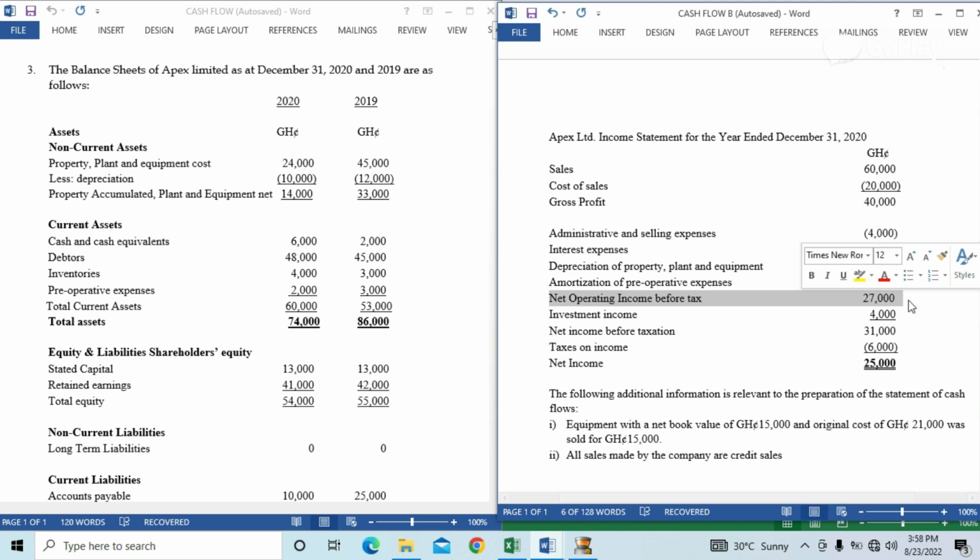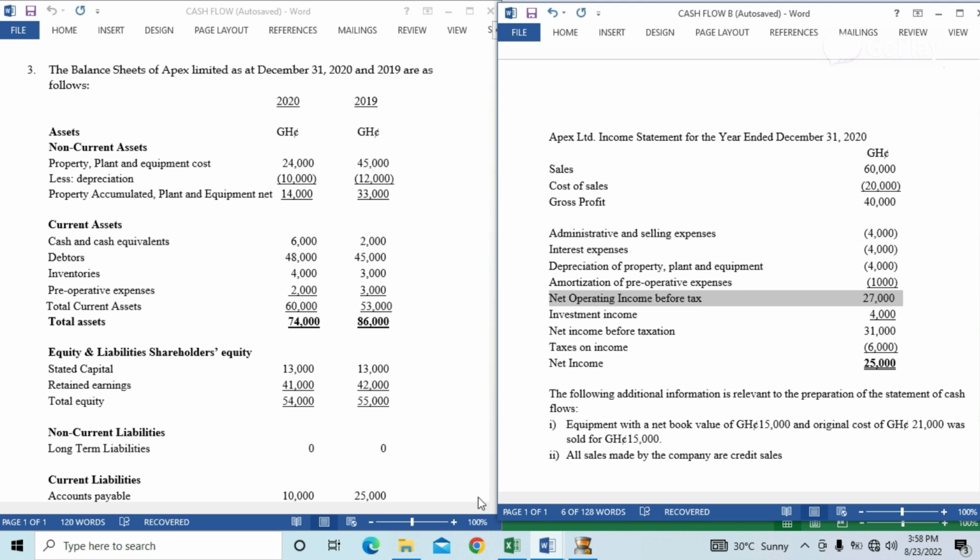But the direct method, we start from the cash received from customers. But the indirect, we start from the net operating profit. And to this one, we add all non-cash items that were deducted before arriving at this net operating profit.